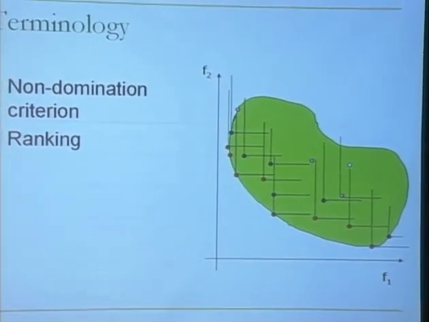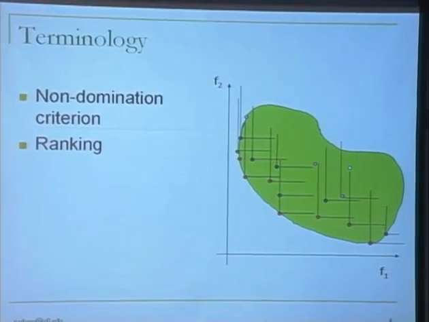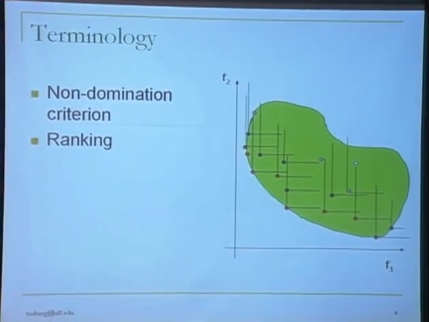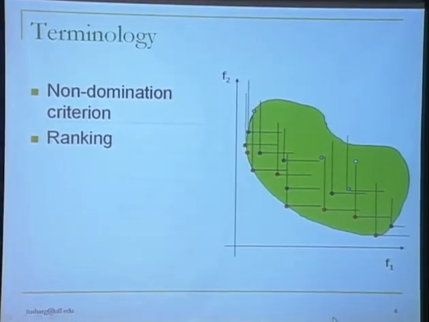It is very important to recognize at this point that this is relative to the set. If, say, I remove all the red solutions, then I can see that my blue solutions will fall in the category of non-dominated points. Is it clear, or do you need more explanation?